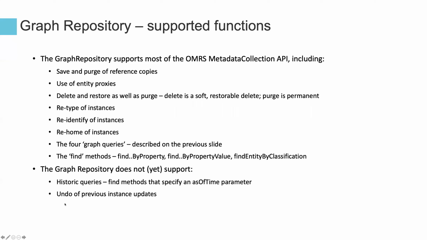The graph repository also does not yet support the undo operation. So basically, there is a set of undo operations in the metadata collection, or the ability to undo certain operations within the metadata collection API. And the graph repository does not yet support the ability to do those undos. That's something which is kind of related to the historic query capability as well, for obvious reasons.